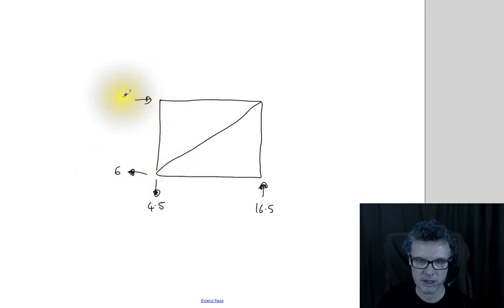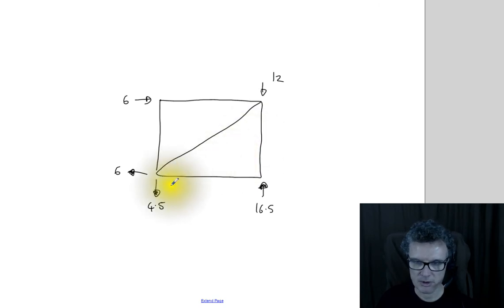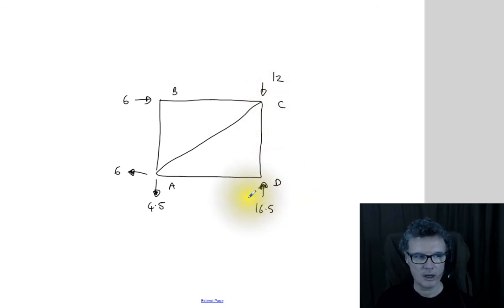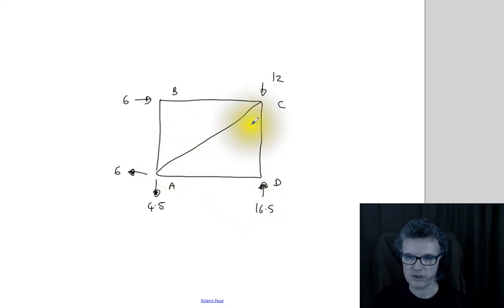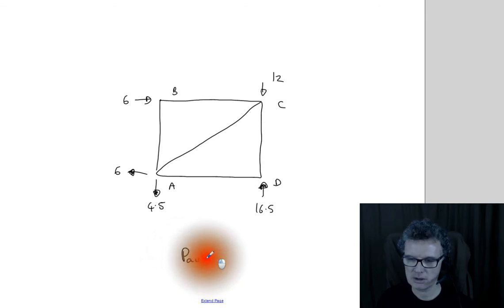And these are my applied values, 6 newtons going in that direction, 12 newtons going in that direction. And remember, this is A, B, C and D. Okay. So I want to find all the forces inside the members using method of joints. What do I do? So assuming that we're at this stage, pause the video and tell me what you're going to do next.